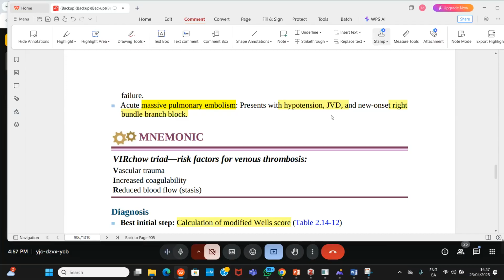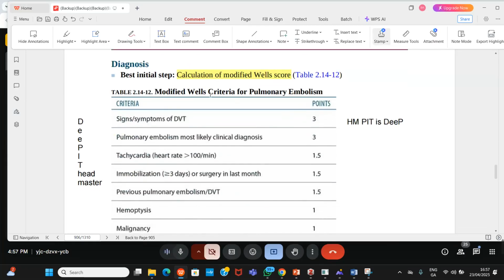So, people with acute massive pulmonary embolism. We can see somebody is having PE, but is it massive? How do we know it's massive? If you are seeing the person present with hypotension and JVD, they might not put the right bundle branch block there. But if the person is having JVD with hypotension, that is automatically a massive pulmonary embolism, and the approach to the management is different from the other ones.